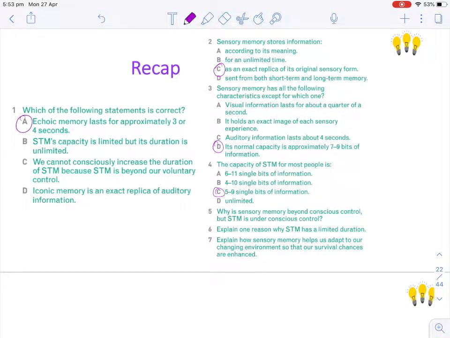For question 6, explain one reason why short-term memory has a limited duration. So short-term memory has a limited duration because there is a constant stream of information entering it, so that we don't miss any new information and anything that is important. And an example of that is for those, shout out to my Macca's workers, woohoo!